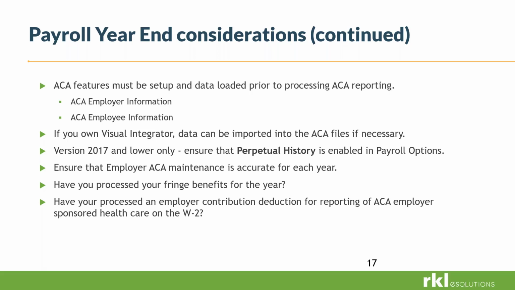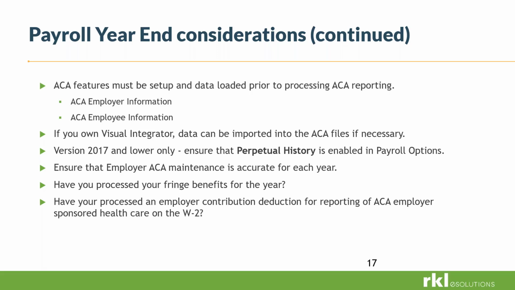Also, the perpetual history option that we discussed earlier is necessary in version 2017 and lower in order to be able to generate Affordable Care Act forms from Sage 100. There is also a way that you can copy the Affordable Care Act information from last year into this year and then simply make any changes that have occurred.